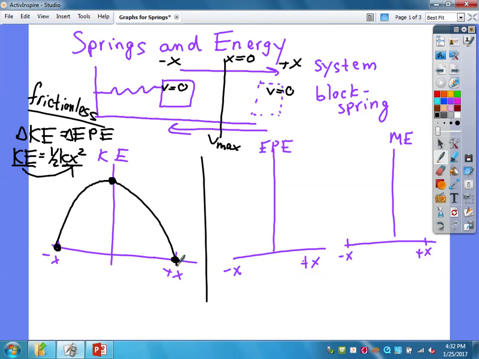So let's move to the elastic potential energy. This is going to be a lot faster. It's the opposite of the kinetic energy. As one is going up, the other one's going down. That means at x equals 0, there is no elastic potential energy. There is no elastic potential energy there. At the maxes, there's a lot.